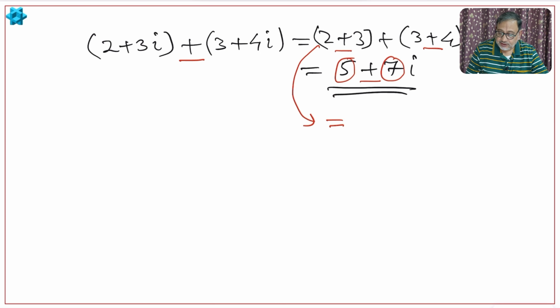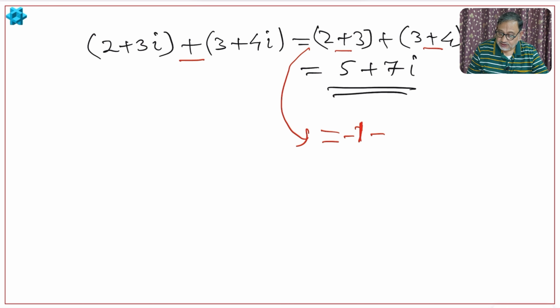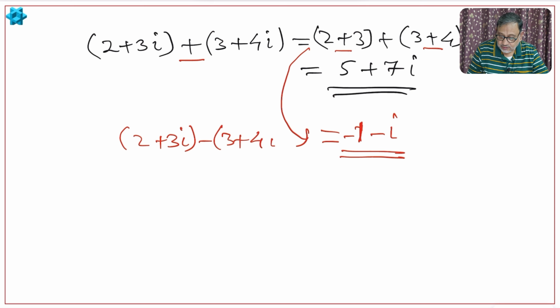Let me change this, one minute, because the subtraction will not be that; it will be equal to 2 minus 3, which is minus 1, and 3 minus 4, which is minus 1 iota. So minus 1 minus i will be their subtraction. If you subtract them, this will be the answer, right?